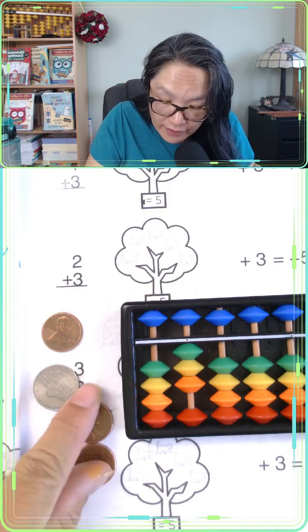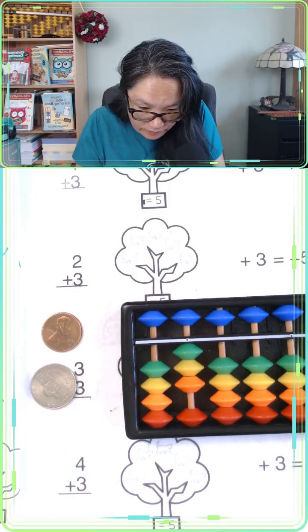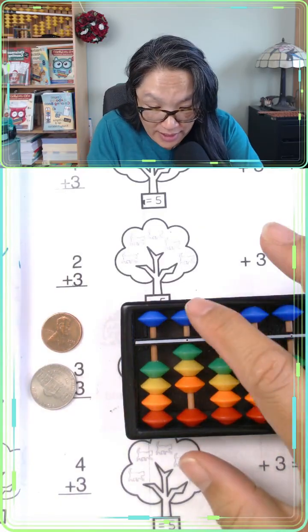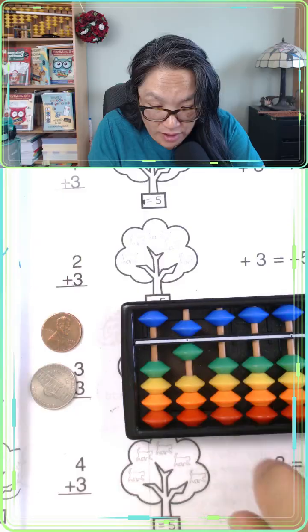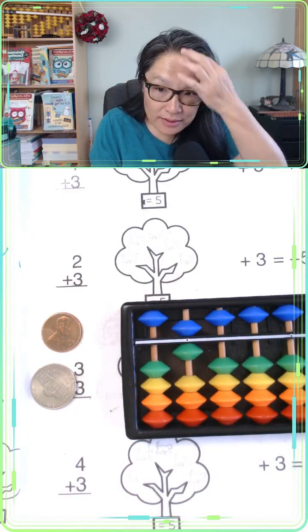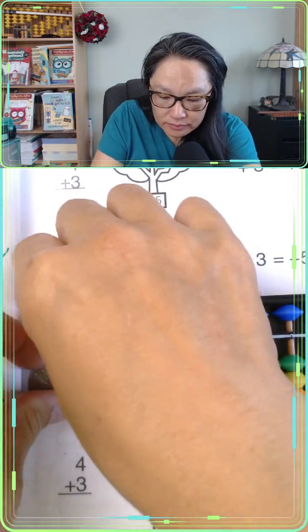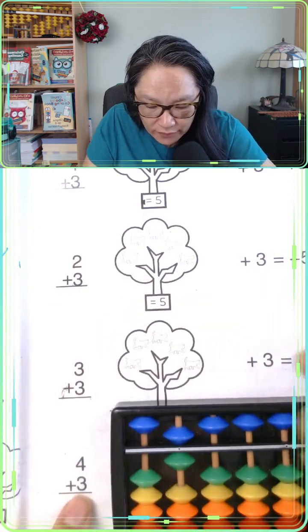So I have 5, and I take away 2. I could show you again on my abacus. I have the 5 and I take away the 2. And so my final answer is 6. That's it. We could do it again with the 4.